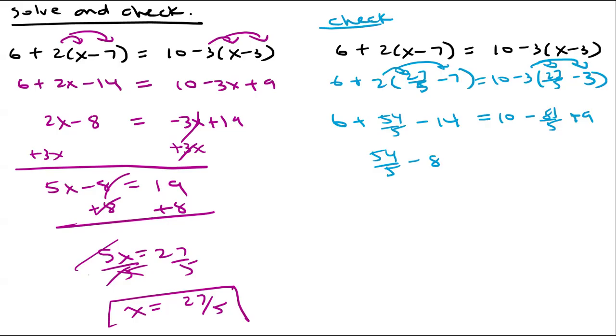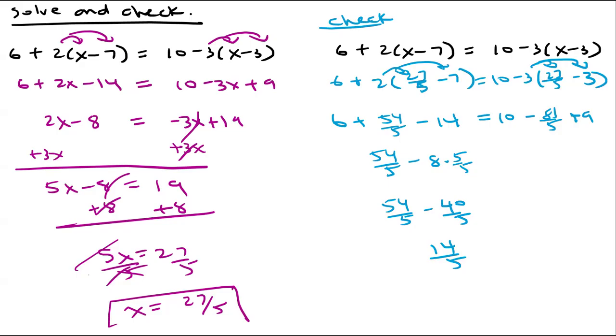All right, so I want to combine my like terms here, or I need to subtract this. I need to have like terms, or the same denominator, so I'm going to multiply this by 5 over 5. So that gives us 50 over 5 minus 40 over 5. Okay, so that gives us 14 over 5. 54 minus 40 is 14 over 5.